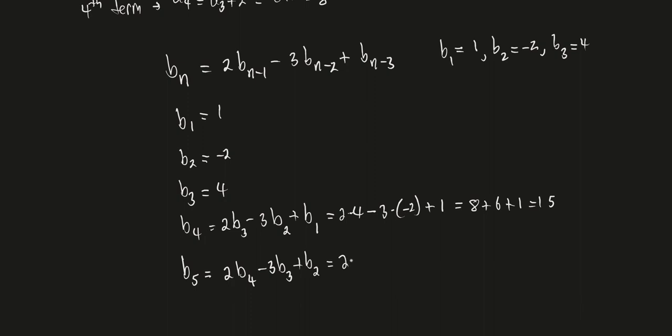So it's 2 times B sub 4, so that's 15, minus 3 times B sub 3, which is 4, plus B sub 2, which is negative 2. And then let's evaluate this. So we'll have 30 minus 12 minus 2, so that's 16. So here are the first 5 terms in this sequence: 1, negative 2, 4, 15, 16.